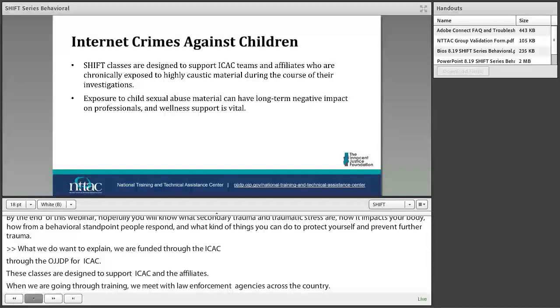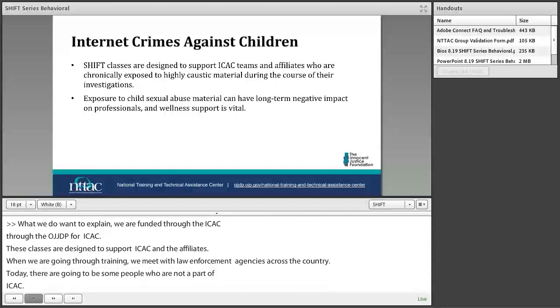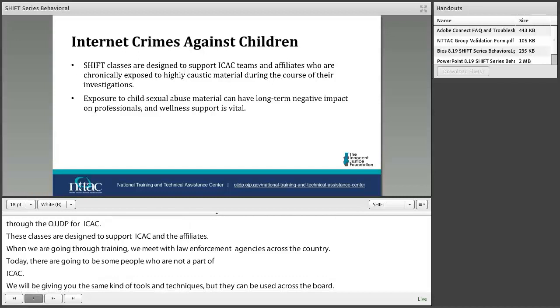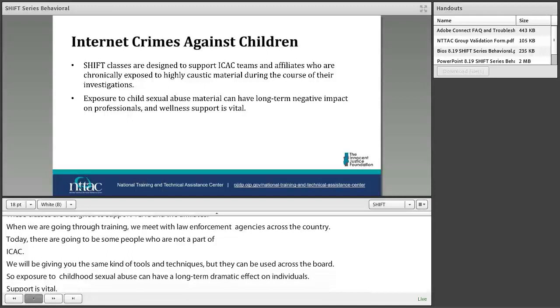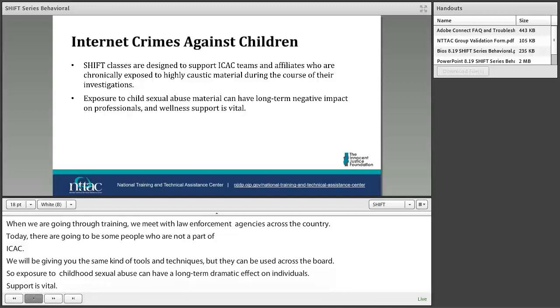So exposure to child sexual abuse material can have a long-term negative impact on professionals, and wellness support is vital. So what we want you to know is anyone who is exposed to child sexual abuse material, whether you're from a CAC, whether you're a therapist, whether you're a different type of law enforcement, whether you're ICAC, everyone that's in a job where you are exposed to others' traumas can be impacted. So hopefully we'll give you some suggestions today to help you out.